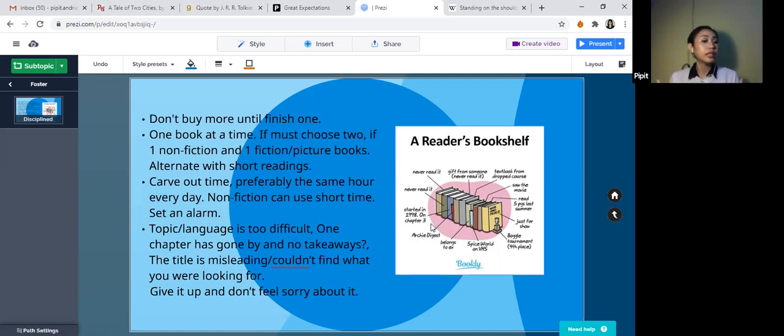And if you find the language too difficult, if you read one chapter and have no takeaways, if you read a book with a misleading title and couldn't find what you were looking for, it's okay to give it up. And don't feel sorry about it, because there are so many books waiting for you to be read.